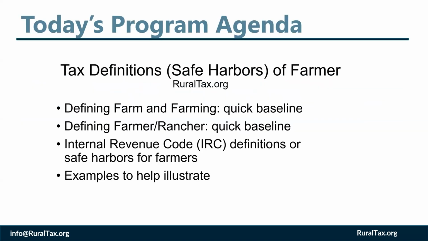What we're going to look at today, and this is kind of the agenda. The title again is Tax Definitions or Safe Harbors of a Farmer that we are presenting through ruraltax.org. And what I want to begin with is defining farm and farming and do a quick baseline, and then looking a little more deeply and looking at defining a farmer or rancher. Again, a quick baseline looking at that. And then we're going to delve into the Internal Revenue Code, which is abbreviated there in that parenthetical as IRC, for the definitions, or maybe more accurately, safe harbors for farmers. And these safe harbors may be thresholds of income that need to be reached, and we will need to be certain to understand what we're talking about relative to income. And I hope also that some of the examples that I've put together will be useful to folks who are listening or who will listen to this presentation sometime after today.